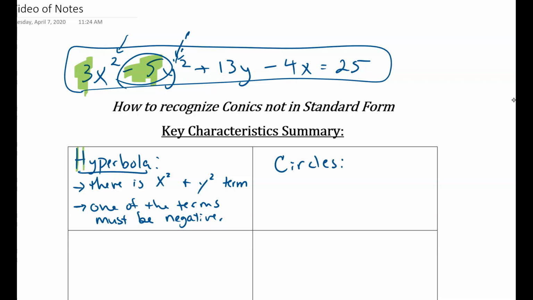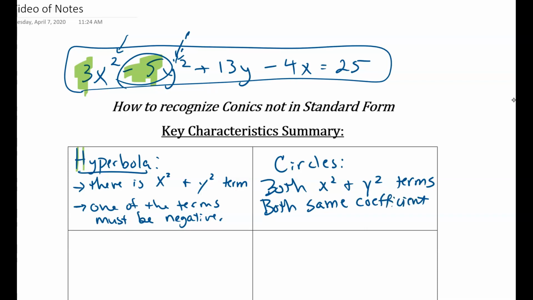Circles. What do we need to know? We have both an x squared and y squared term. Okay, so both of our variables have to have a squared term. And here's the other cool thing about that. They both must have the same coefficient for the squared term. And the same sign.